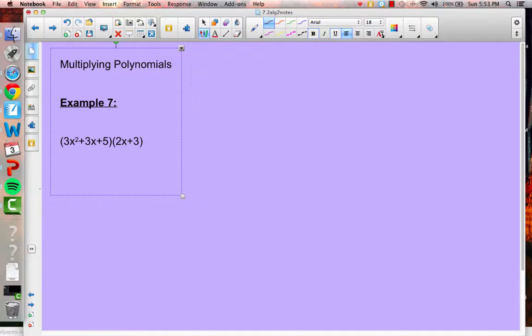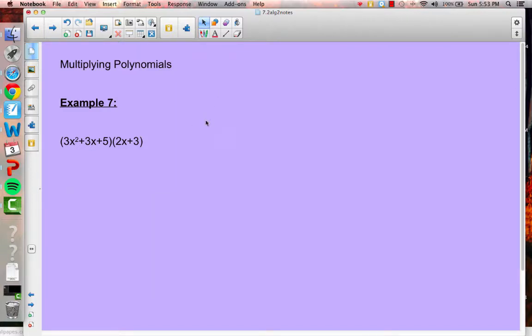So here, for example 7, we have 3x squared plus 3x plus 5 times 2x plus 3. In basic FOIL, we do first, outside, inside, last, but there's more terms than there are in FOIL. So it's going to be kind of like the distributive property. So what I'm going to do is take my first term and multiply it by the first one and the second. So 3x squared times 2x. Well, 3x squared times 2x gets us 6x cubed, because when I multiply the same bases, I add the exponents.